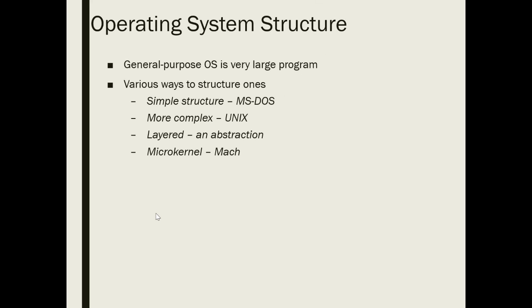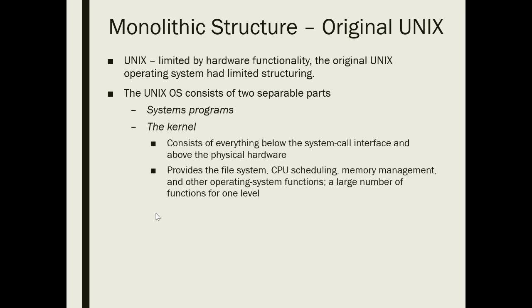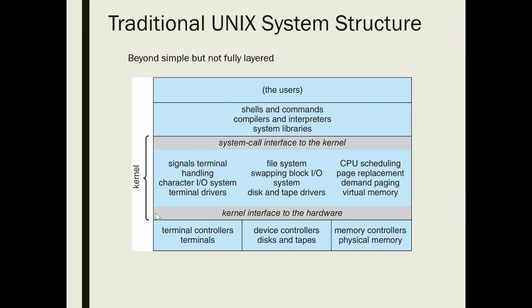So a monolithic structure, like the original Unix, is limited by hardware functionality, and the original Unix operating system has limited structuring: some system programs and the kernel. This is the structure of the traditional Unix system.